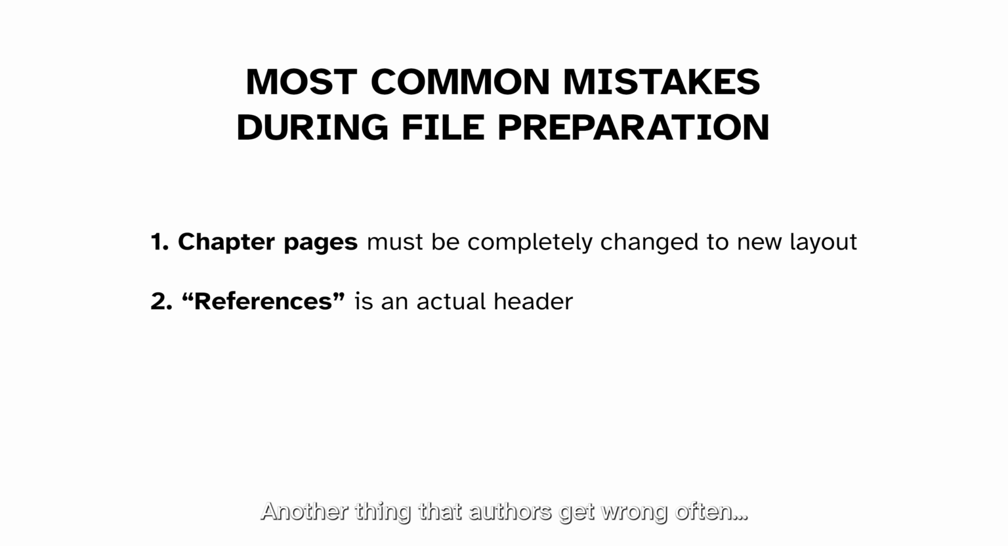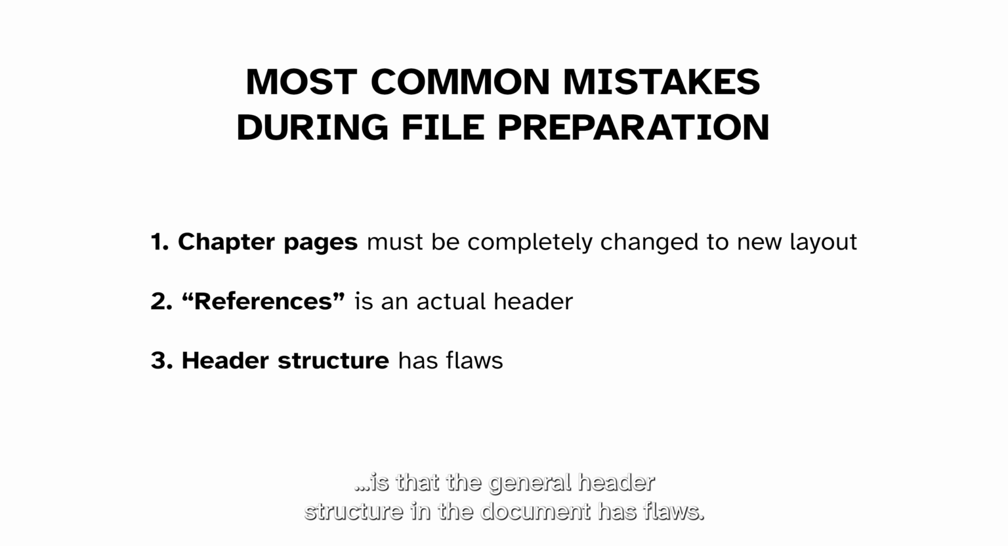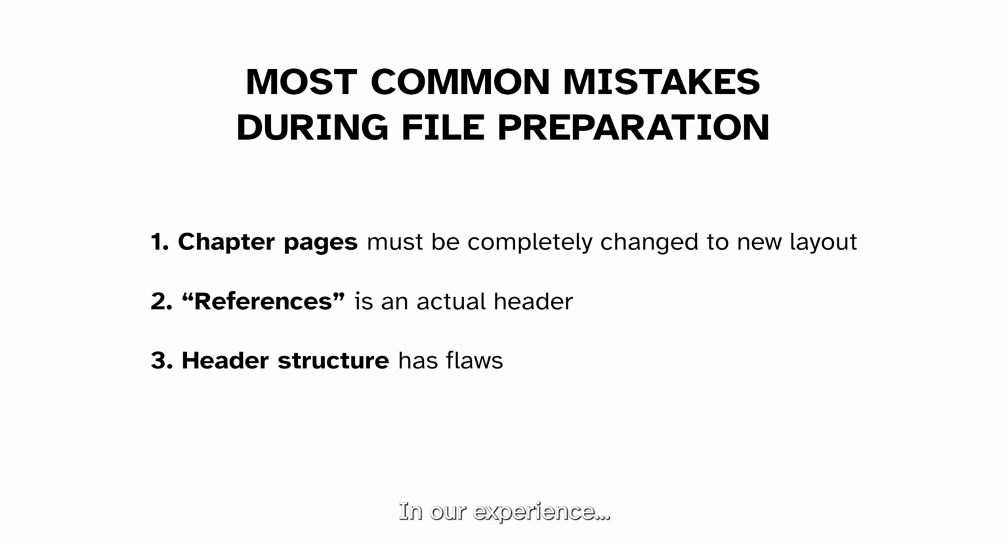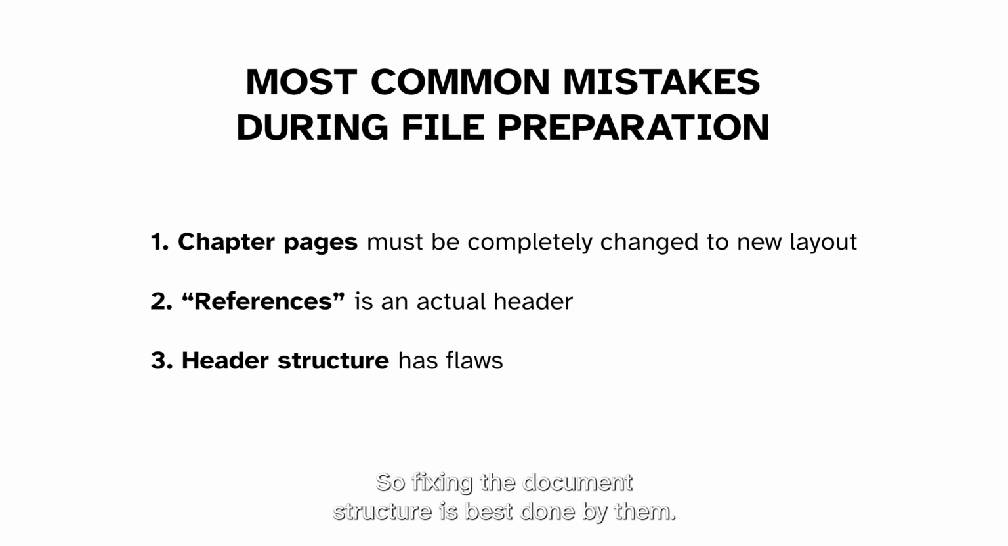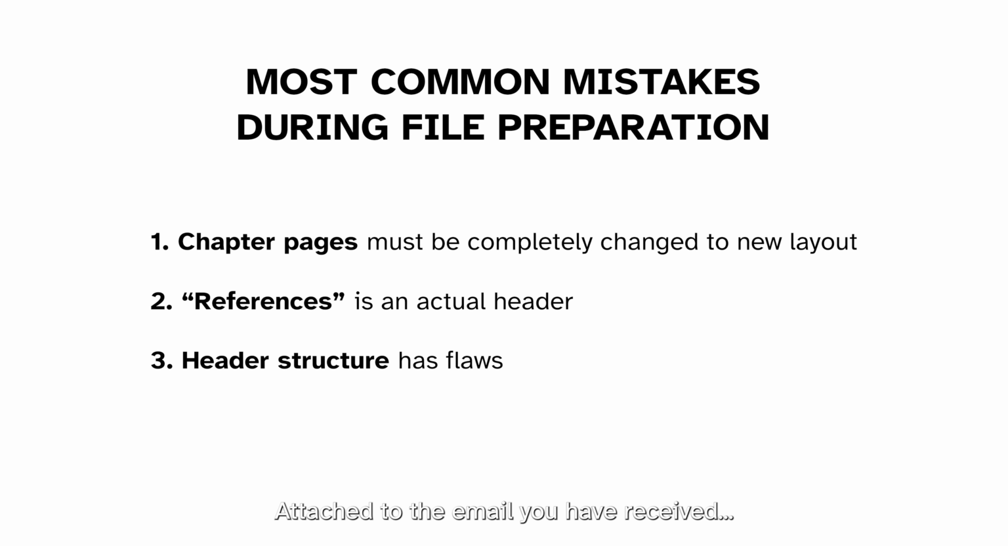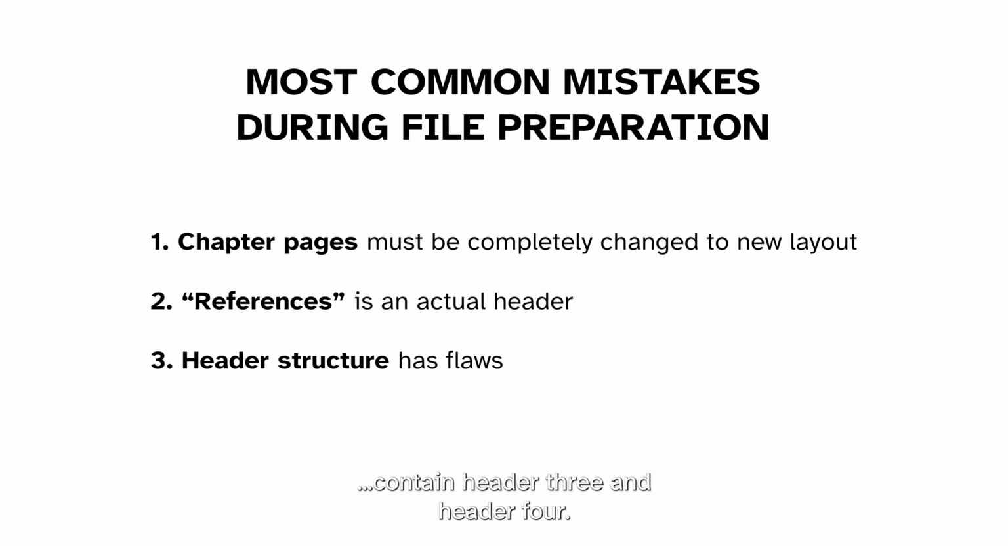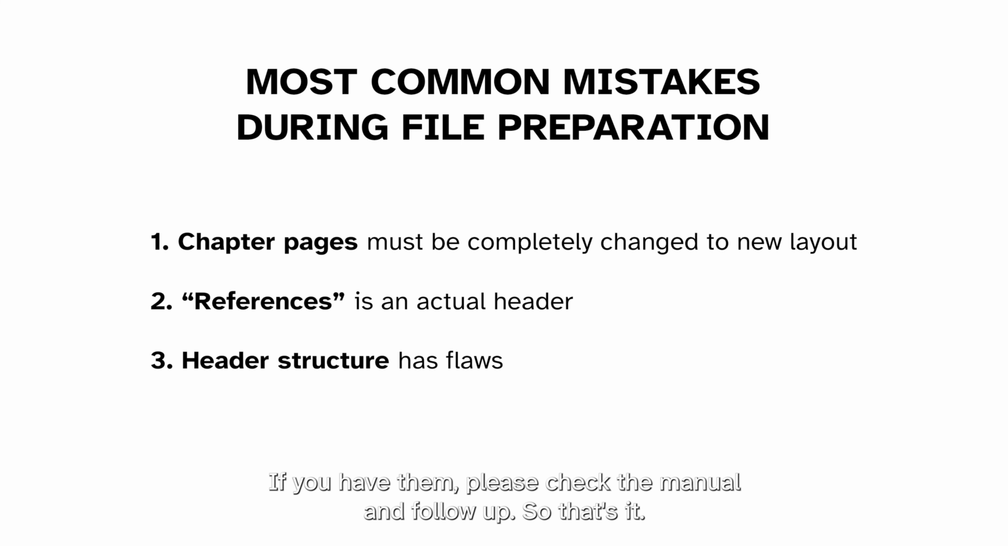Another thing that authors get wrong often is that the general header structure in the document has flaws. In our experience, this structure can only be fixed by the author. He or she knows their documents best, so fixing the document structure is best done by them. Attached to the email you have received, there's also a manual which contains all the information we have mentioned here. This example doesn't contain header 3 and header 4. These two headers, of course, have their own sizes. If you have them, please check the manual and follow up.